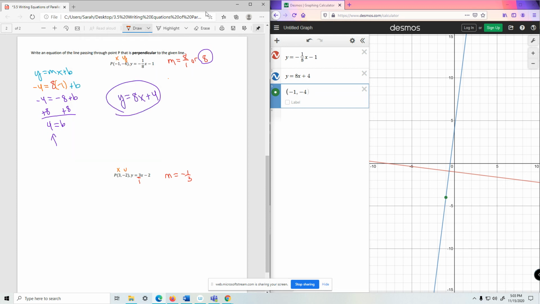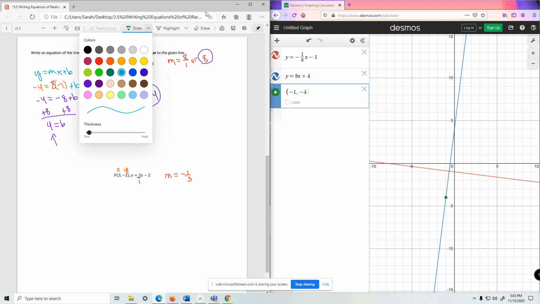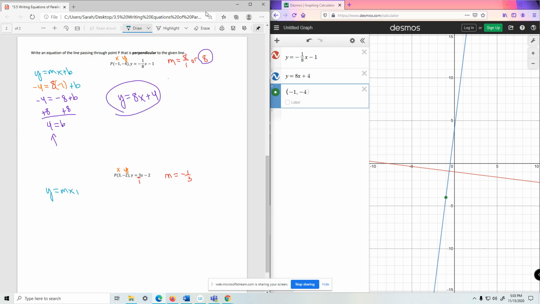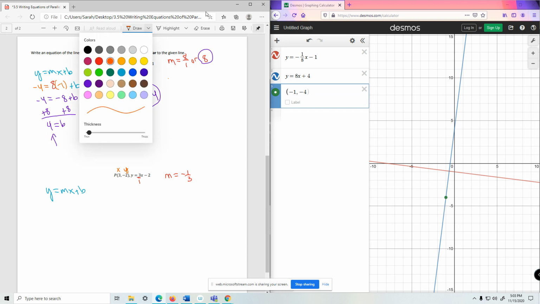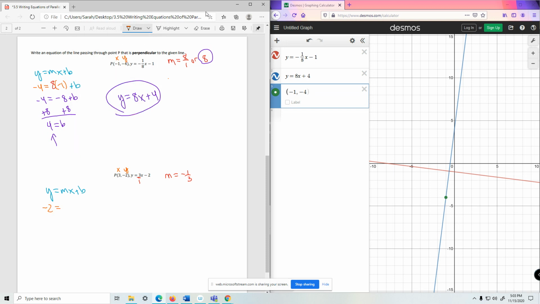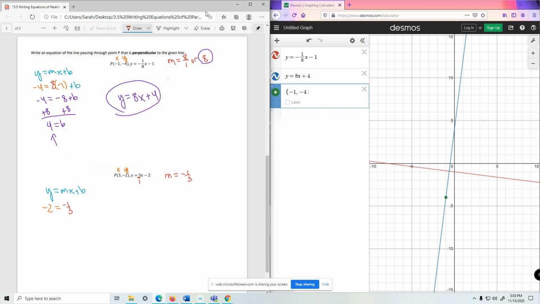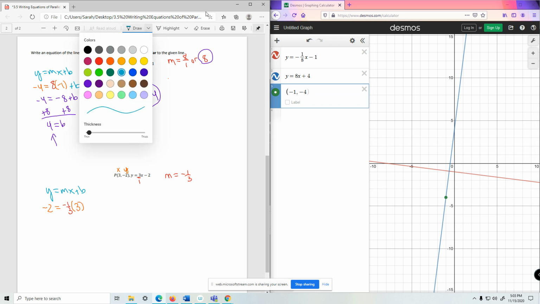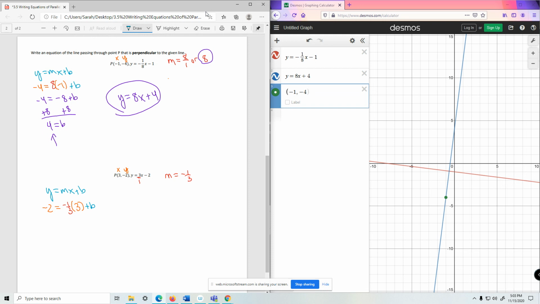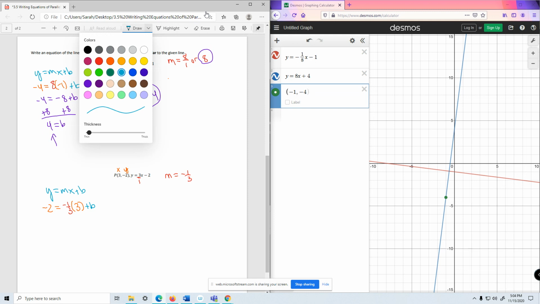My x will be 3. My y will be negative 2. Let's put those things into y equals mx plus b. Y is negative 2 equals m is negative 1 over 3. X is 3. And then plus b stays the same. By the way, you're welcome to use Desmos to help you with your multiplying and adding and subtracting and everything with that. I've just not been doing that in this video.